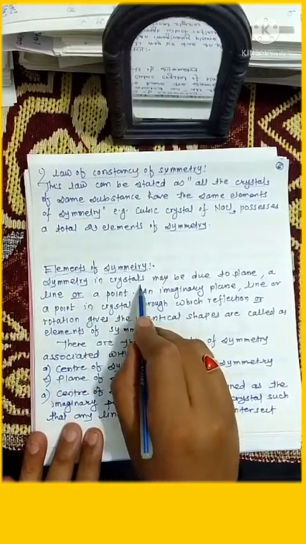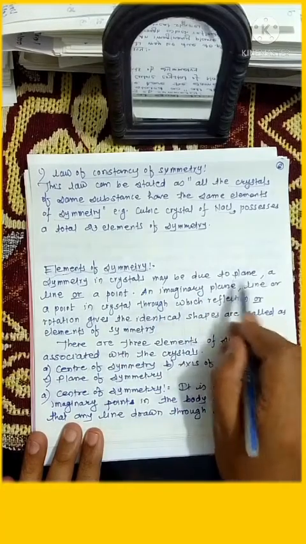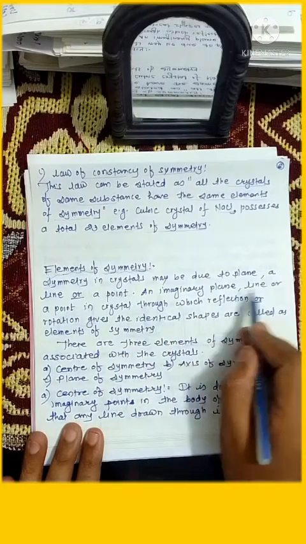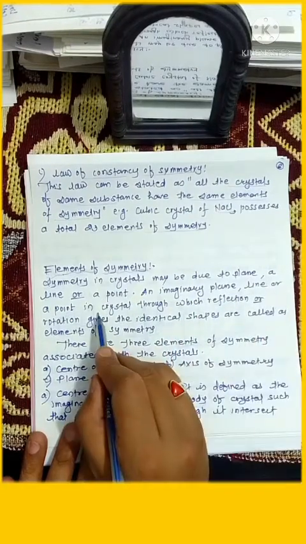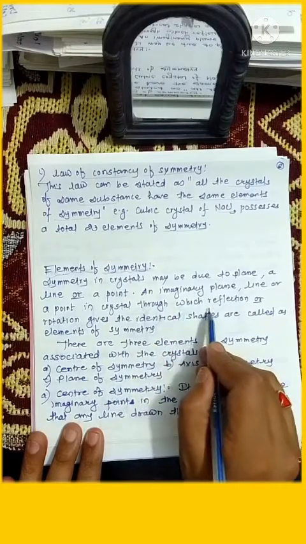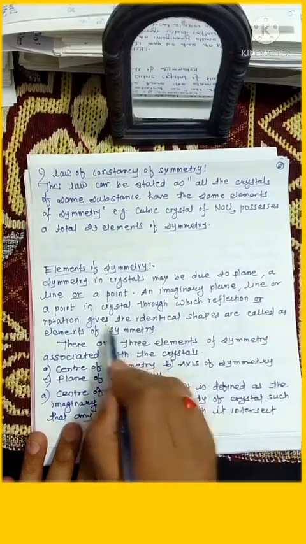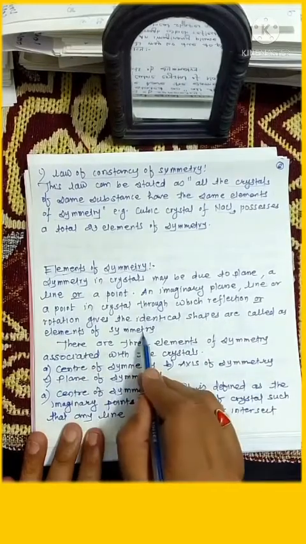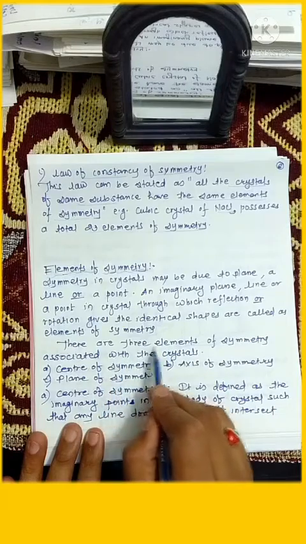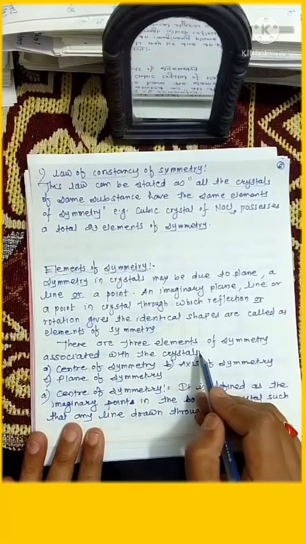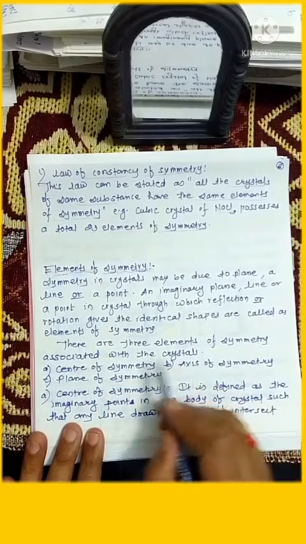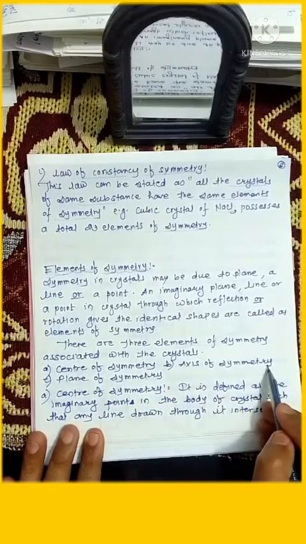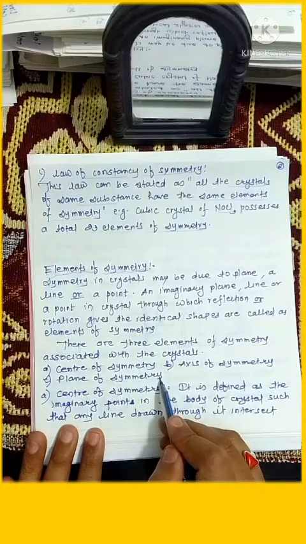Symmetry in a crystal may be due to a plane, a line or a point. An imaginary plane, line or point in a crystal through which reflection or rotation gives an identical shape is called an element of symmetry. There are three elements of symmetry associated with a crystal. First is center of symmetry, second is axis of symmetry, third is plane of symmetry.